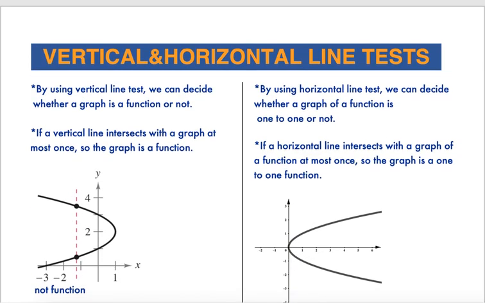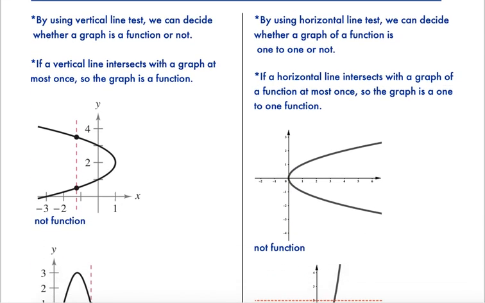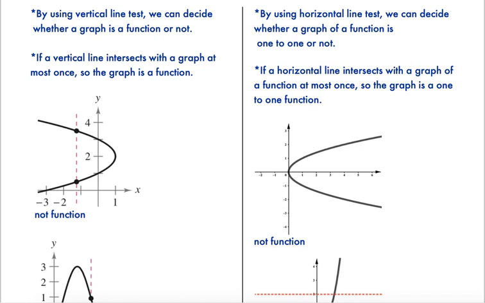What about horizontal line tests? By using horizontal line tests, we can decide whether the graph of a function is one-to-one or not. If a horizontal line intersects the graph of a function at most once, then the graph is a one-to-one function. So we can't test this graph to be a one-to-one function or not, because that's not a function itself.